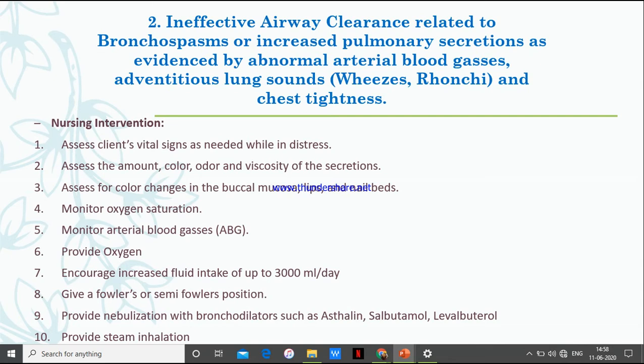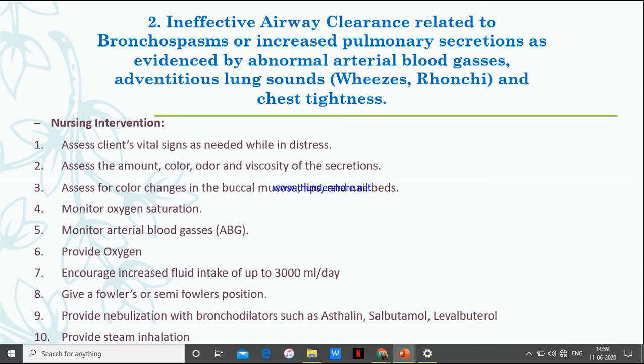So we have to check the color. Check for any cyanosis. Next, monitor oxygen saturation by using a pulse oximeter. Then you have to monitor the ABG analysis, provide oxygen to the patient, and encourage increased fluid intake up to 3000 ml per day.